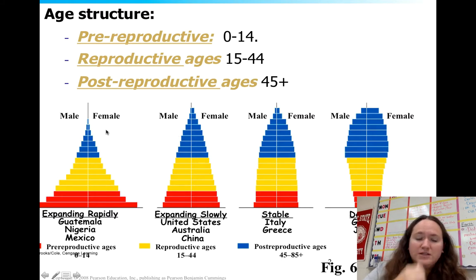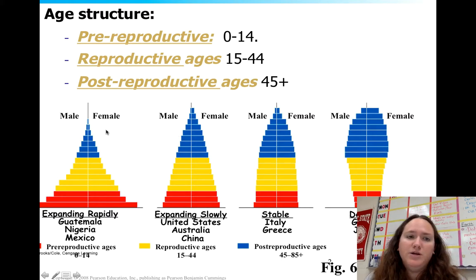What this shows is the percentages of males and females. So on the left-hand side of each diagram are males, on the right-hand side are females, and it also divides it up between age, which is why we call it an age structure diagram.